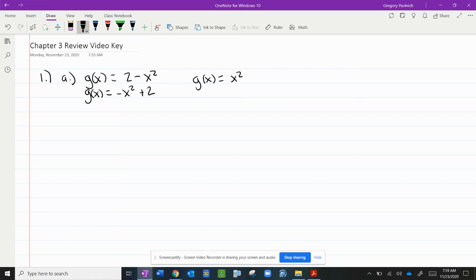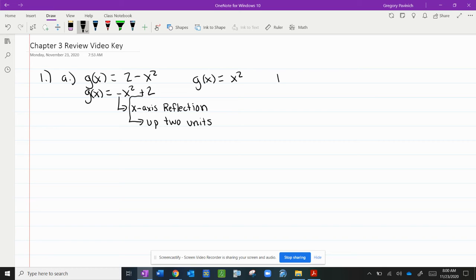And I notice two things. I've got an x-axis reflection, and then I have this up 2 units.